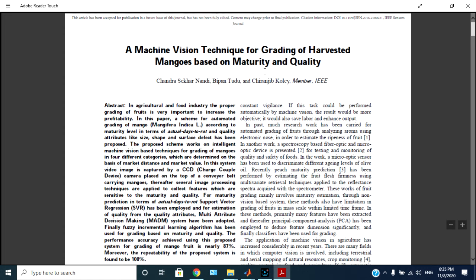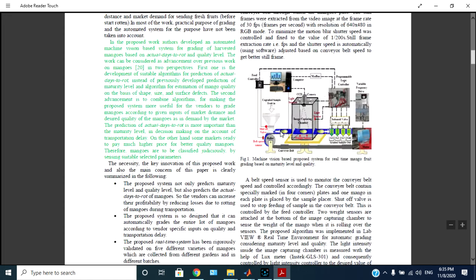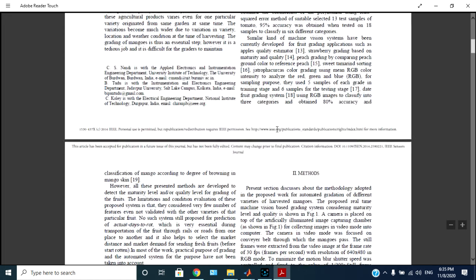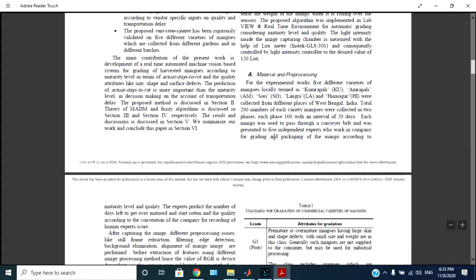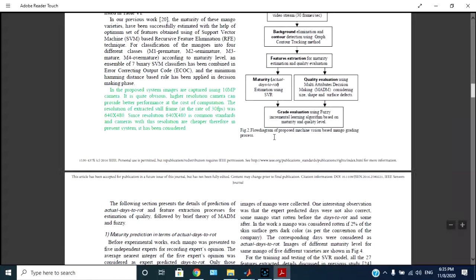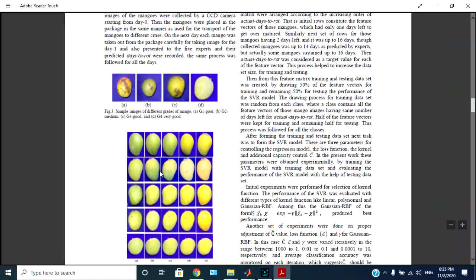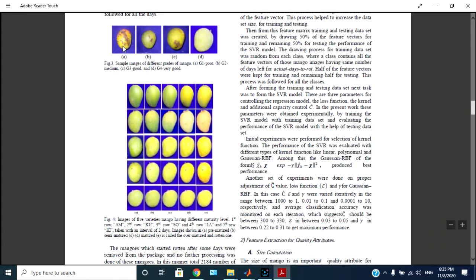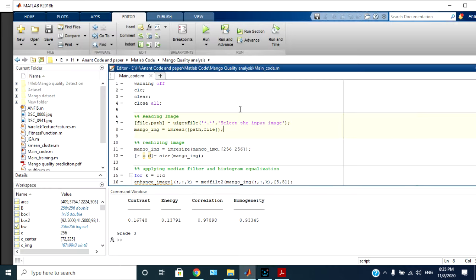Learning vision technique for grading of harvested mango based on maturity and quality. So here, using image processing technique, we are going to analyze what is the grade of the mango which is harvested. So the input image will be a mango image, and based on that image we are going to decide the grade of that. So we did a MATLAB simulation.